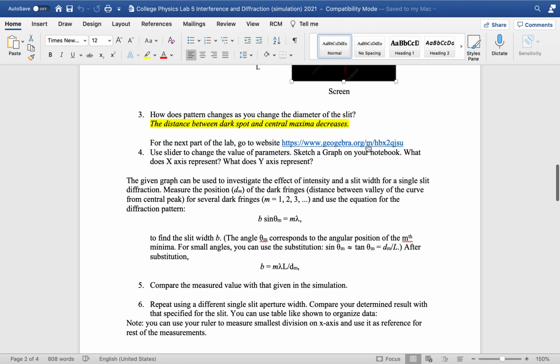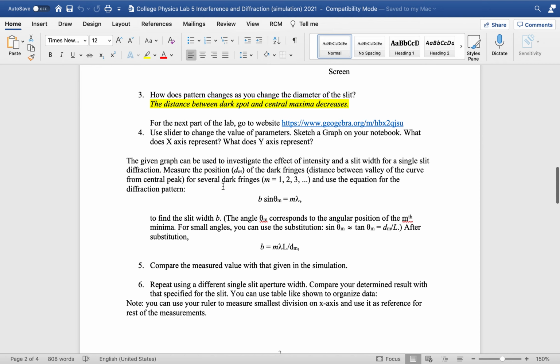Next part of the lab, this is also about the single slit diffraction. Here actually students would need to do some calculation. What they are going to do is make use of this equation here, b sine theta m equal to m lambda.